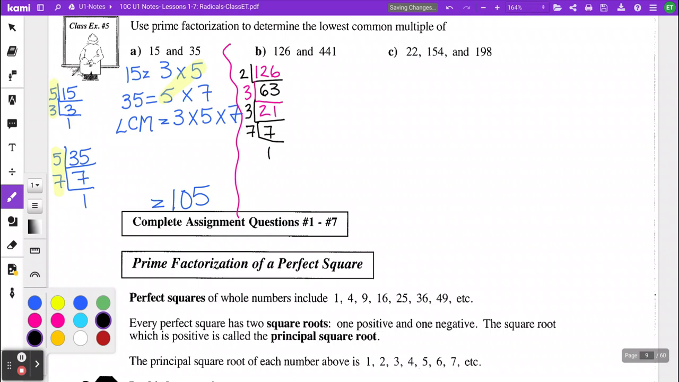So for 126, I'm going to list my numbers in a moment here. So I get 126 equals 2 times 3 times 3 times 7. And now we're going to do 441.